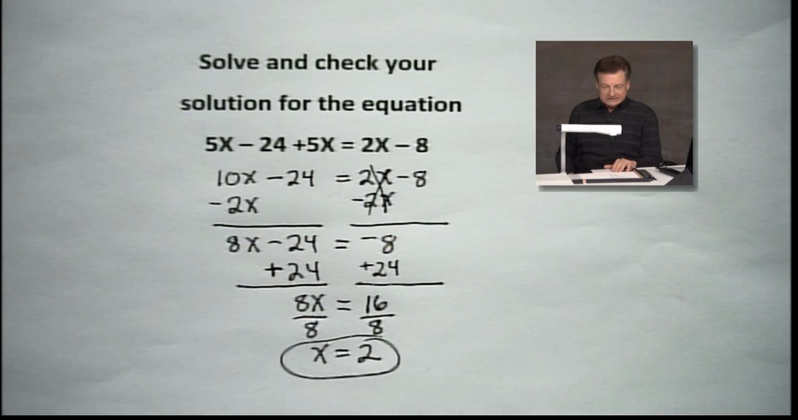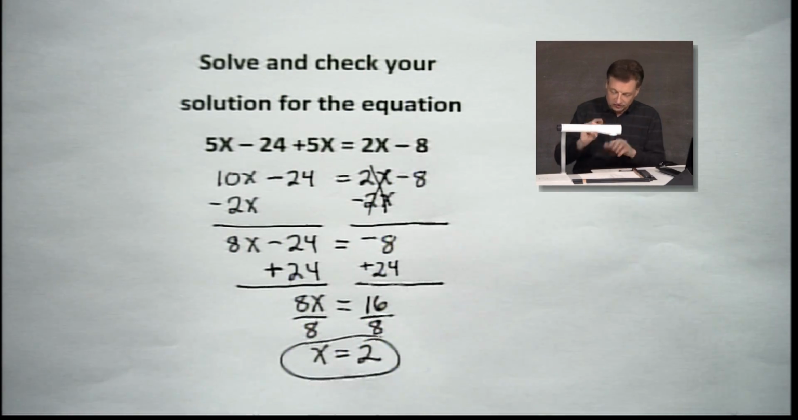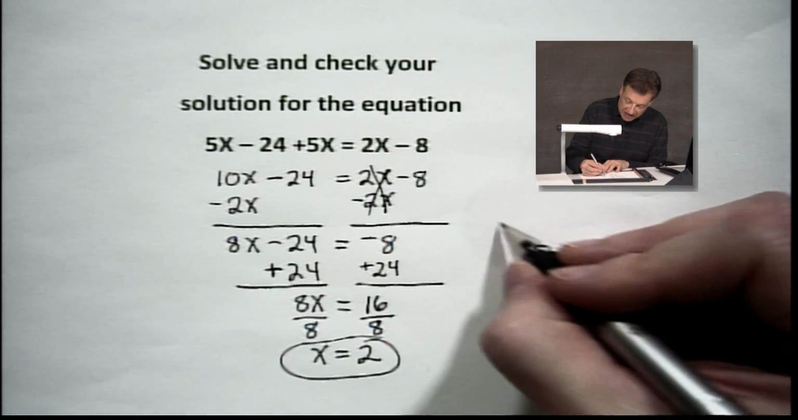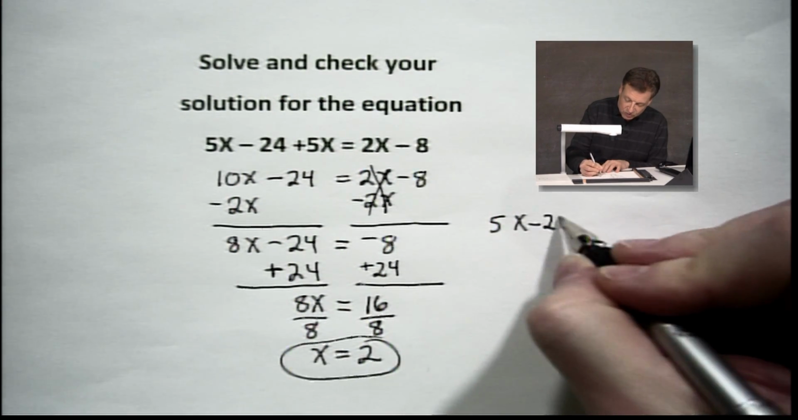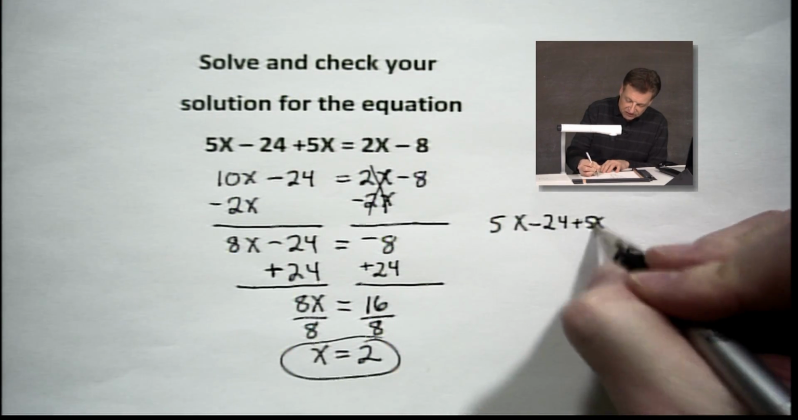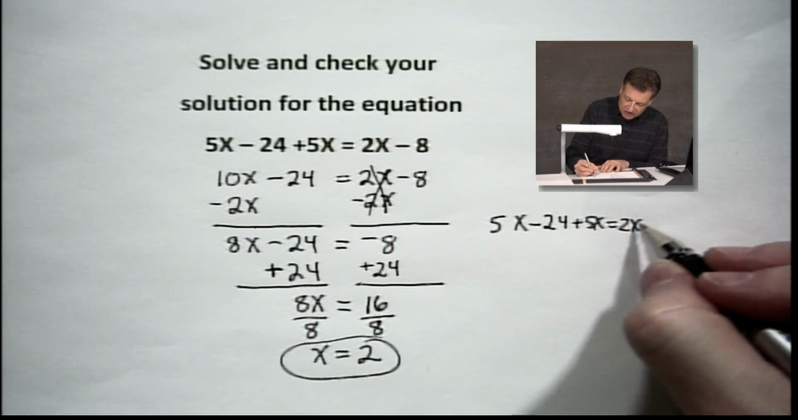You say, well, Ernie, I like that. I do too. It kind of makes the world work here, right? So we put a smiley on that. Well, let's make sure that it works. So let's go back to the original equation. We're going to write it out right over here. 5x minus 24 plus another 5x equals 2x minus 8.